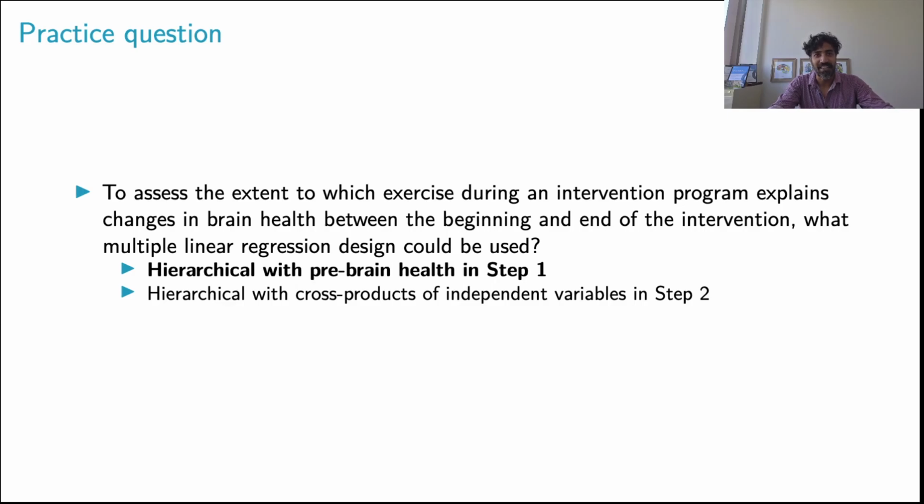Again, it's very much what we've been talking about for the pre-brain health and the post-brain health. You can partial it out with step 1. Option 2 has no relevance. It's largely in relation to regression for moderation. So here we're talking about the extent to which exercise explains changes in brain health between the beginning and end of the intervention. What regression design could be used? You want to do a hierarchical and partial out the pre-brain health.